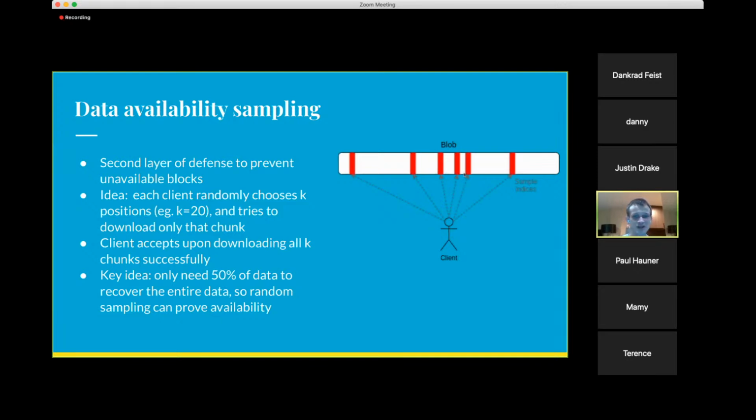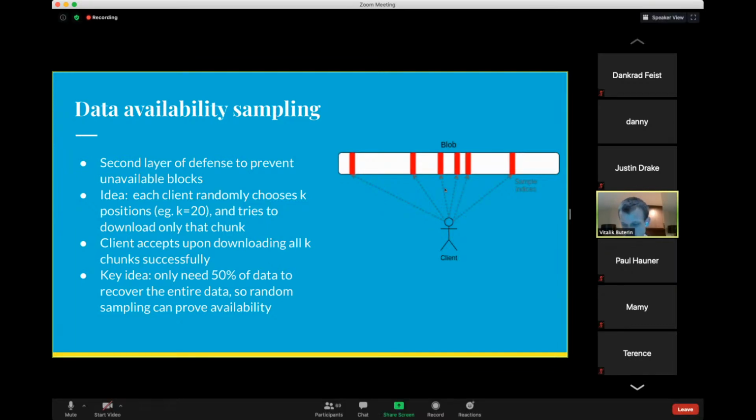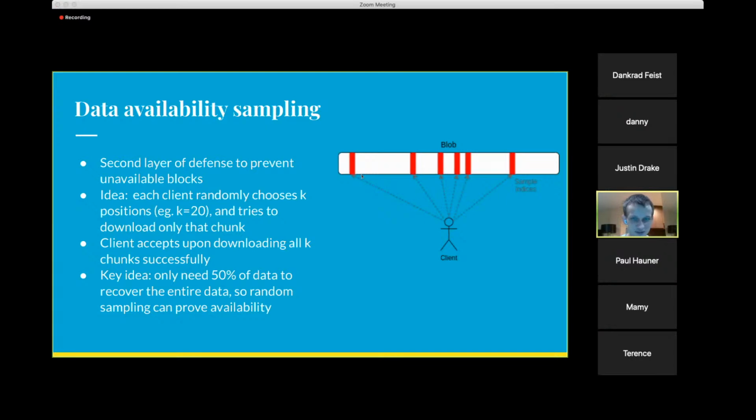And so if all of the checks do succeed, then you know that with a probability of at least 1 minus 1 over a million, at least 50% of the data actually is available. And if at least 50% of the data is available, then you can use that to recover the entire data, just because of how the erasure coding works. So random sampling actually does prove availability of the block.